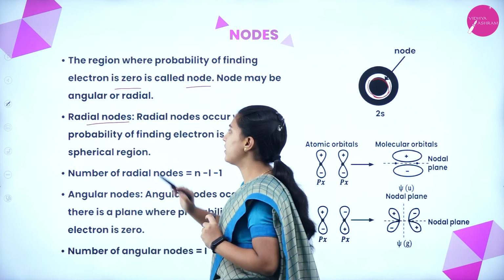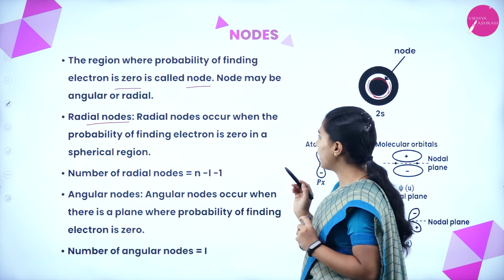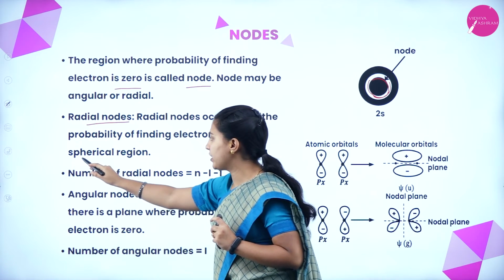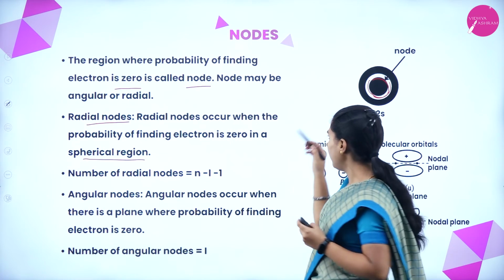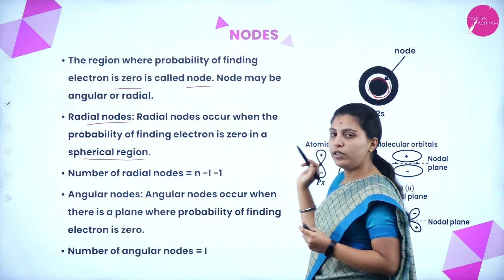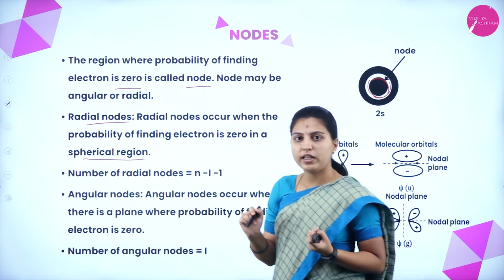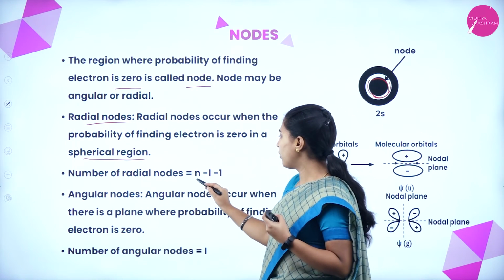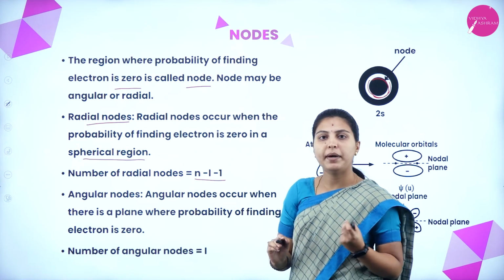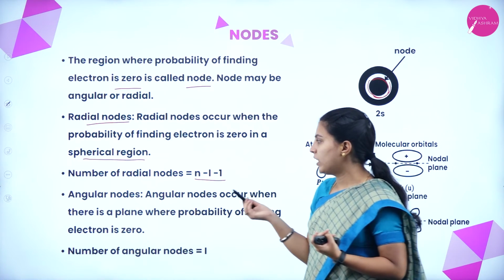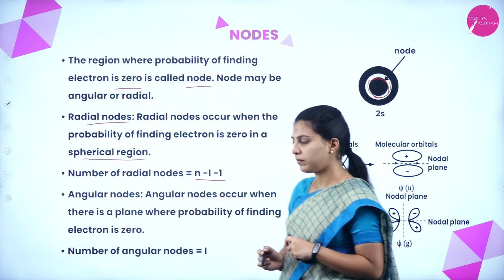First we'll see what radial nodes are. Radial nodes occur when the probability of finding an electron is 0 in a spherical region. In a spherical region, where the probability of the electron is 0, we'll call it a radial node. How to calculate the radial nodes? This is the formula: n minus L minus 1. By using this formula, we can calculate the number of radial nodes.